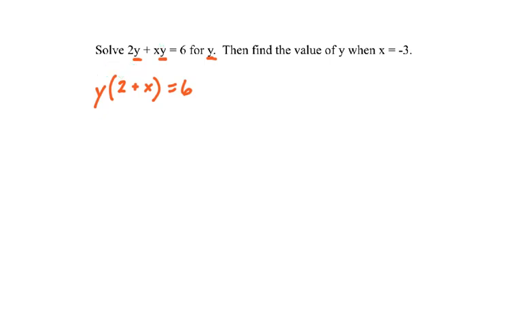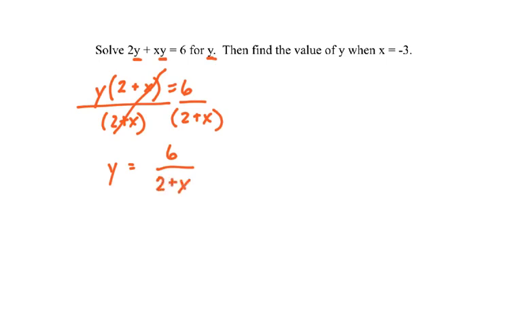So now that I have these parentheses, I can actually divide by 2 plus x. 2 plus x is one thing. And then I'm going to do the same thing on the right side. So it's gone here. Y is the only thing left on the left. Then we have 6 over 2 plus x on the right. That's not a fun equation. We're going to learn how to graph those equations sometime in the future. Maybe not even this course.